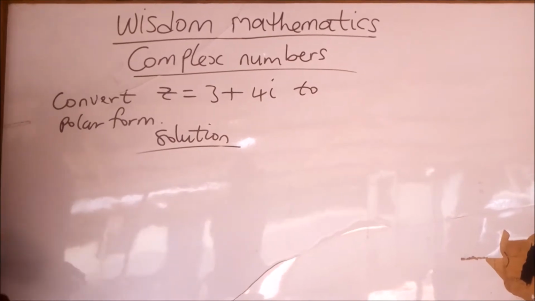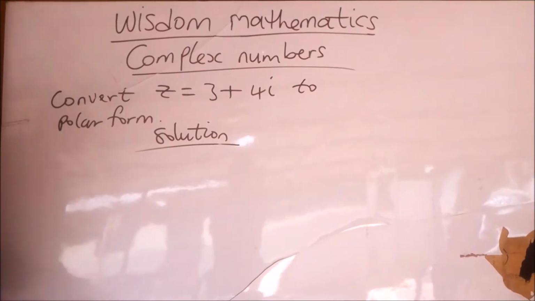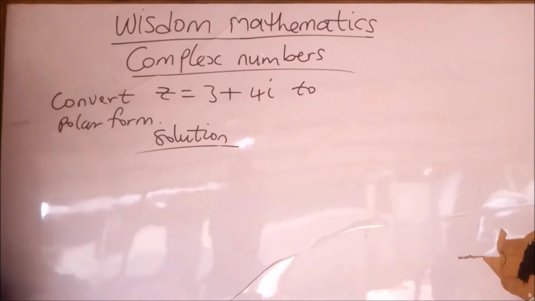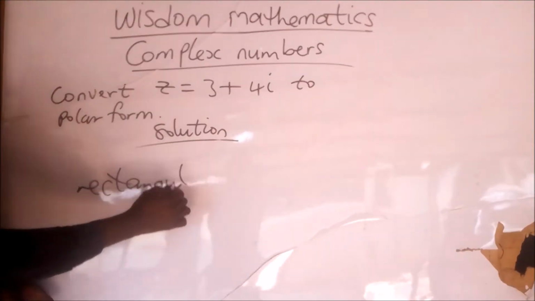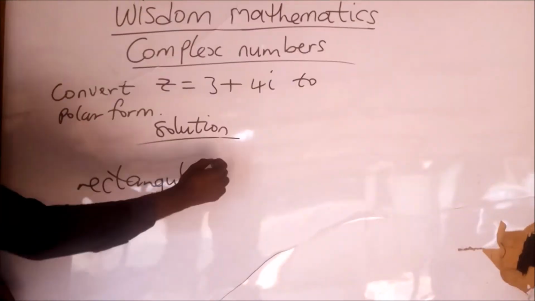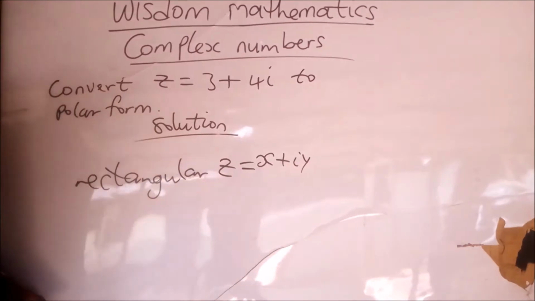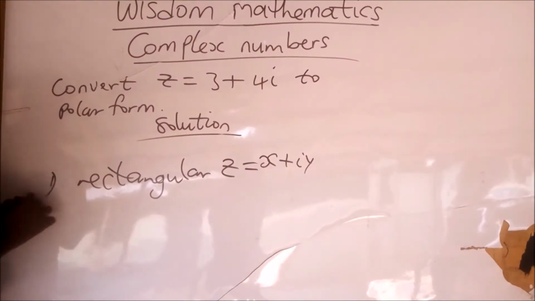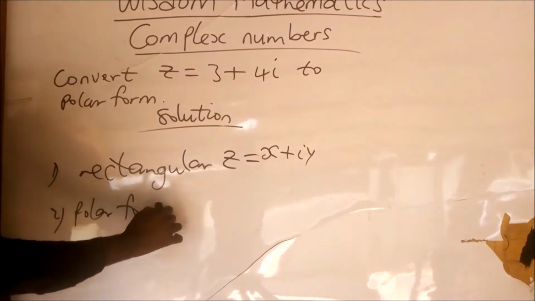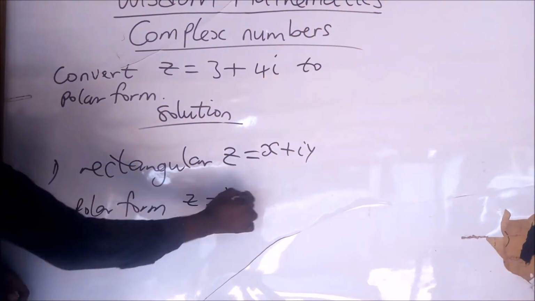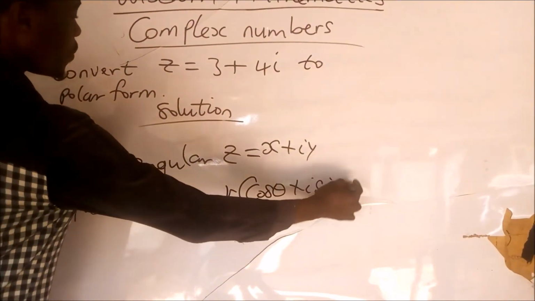In our previous video we talked about different forms of a complex number, and we said that a complex number can be in rectangular form, which we also know as general form, in which case this complex number can be written as x plus iy. Then it can also be in polar form, which is written as z equal to r into cos theta plus i sin theta.